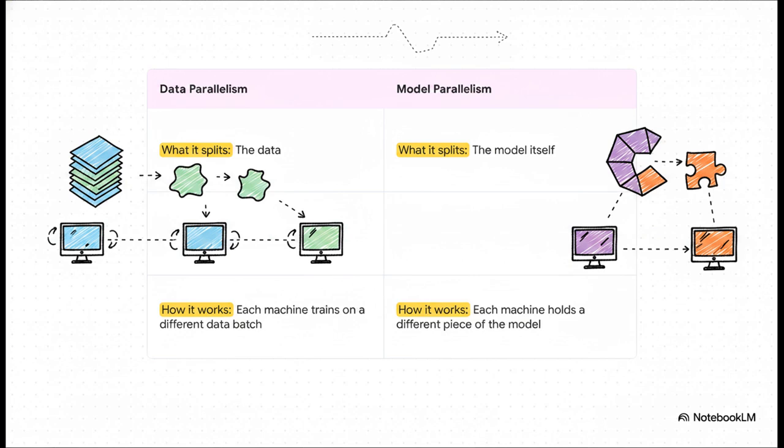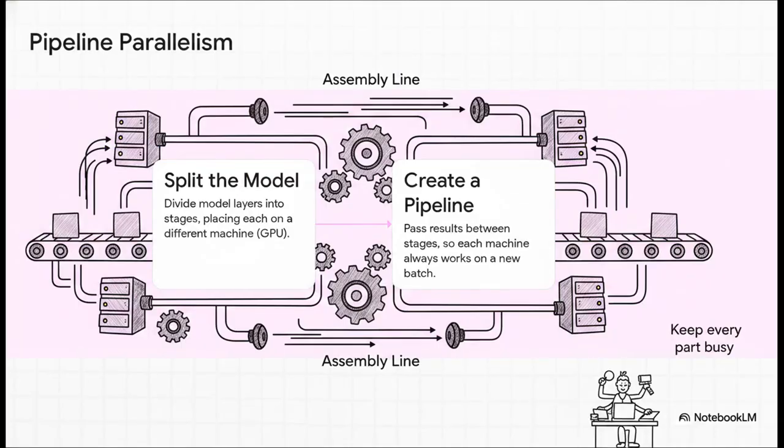But what happens if the model itself, like GPT-3, is just too enormous to fit on one machine? Well, that's when you need model parallelism, where you literally split the model across different machines. And to get even more efficient, we can use a really clever combination called pipeline parallelism.